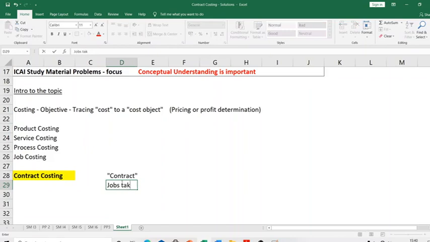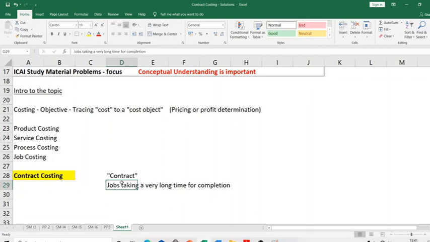So jobs taking a very long time for completion. This is what we are going to speak about when we talk about contract costing. Here we are talking about contracts for jobs taking a very long time for completion. The phrase long time is not defined, right? But what we mean is, generally when you say long time, it cuts across one accounting period.